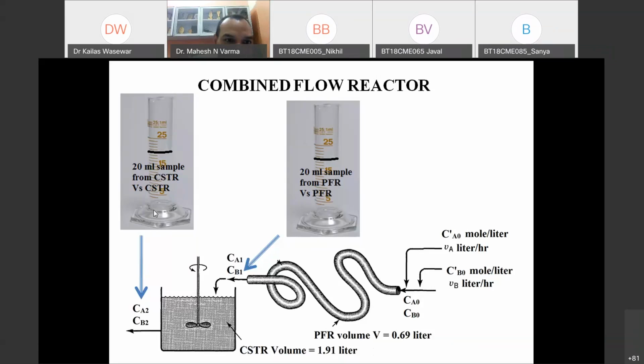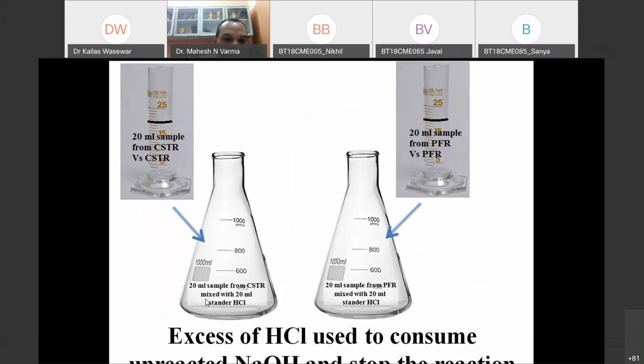So how to stop the reaction? I can stop the reaction by consuming one of the reactants quickly. That is what is done in our CRE lab. As soon as I collect the sample, I will consume the remaining amount of NaOH by using excess of HCl. I will take 20 ml of standard HCl. So excess HCl is used to consume unreacted NaOH and stop the reaction. As soon as I collect the sample, I will mix it with HCl.